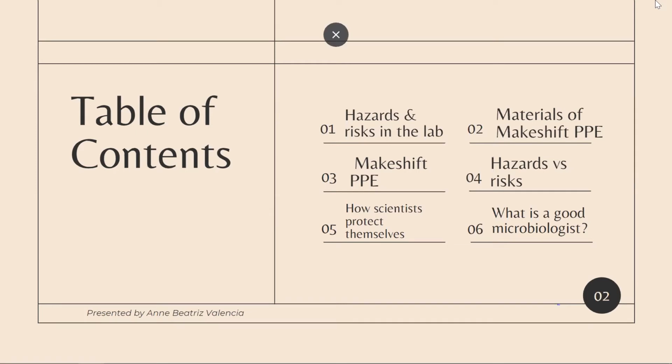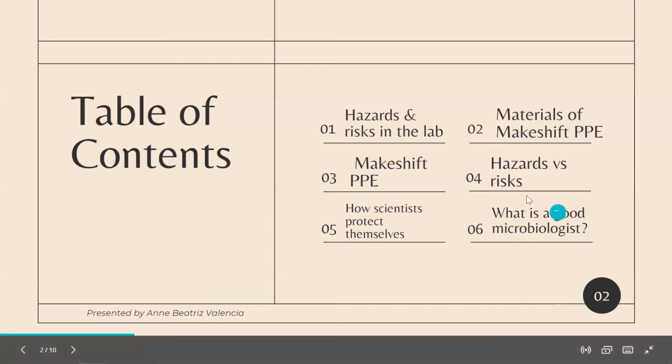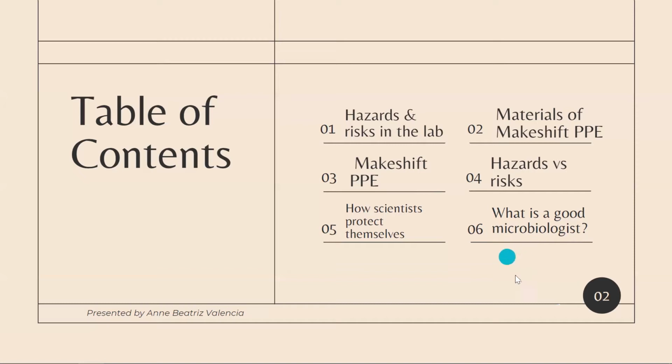Here's the list of topics in our agenda for our report. First, one hazard and associated risk in a microbiology laboratory will be identified. The materials for our makeshift personal protective equipment will be discussed together with their respective counterparts with the standard PPE. Our photos wearing our makeshift PPE will be shown as well as a short video demonstrating our non PPE, its advantages and disadvantages. Several ideas will be discussed with regards to how we can protect ourselves in the laboratory setting. And the last part of the report will target to describe the characteristics of a good microbiologist from our point of view.